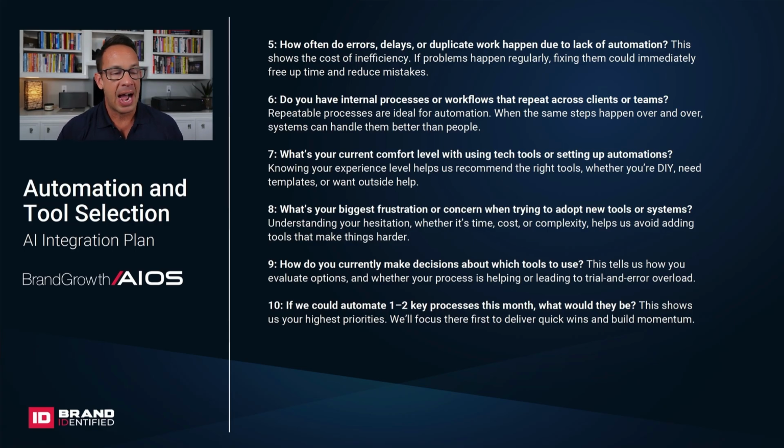Question number 9, how do you currently make decisions about which tech tools to use? This tells us how you evaluate your options and whether your process is helping you or leading you to trial and error overload. And then finally, question number 10 here is, if we could automate 1 to 2 key processes this month, what would they be? This shows us your highest priorities. We will focus on there first so we can deliver quick wins and build momentum.